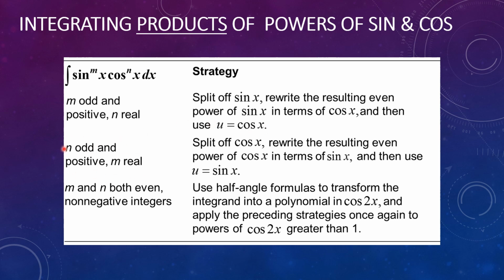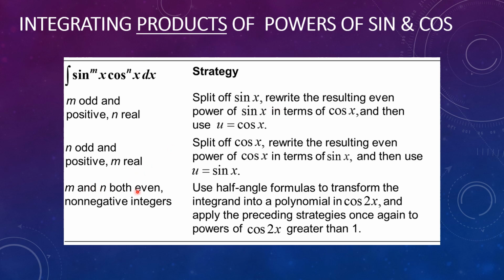If cosine is odd, then do the similar thing, but split off the cosine, rewrite the resulting even powers of cosine x in terms of sine x using the Pythagorean identity, and then use u equals sine x. We saw that example with sine being odd.